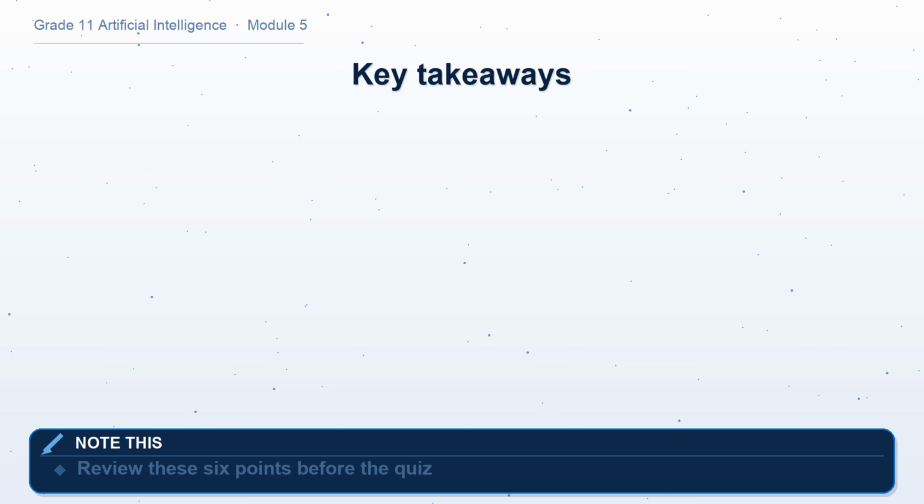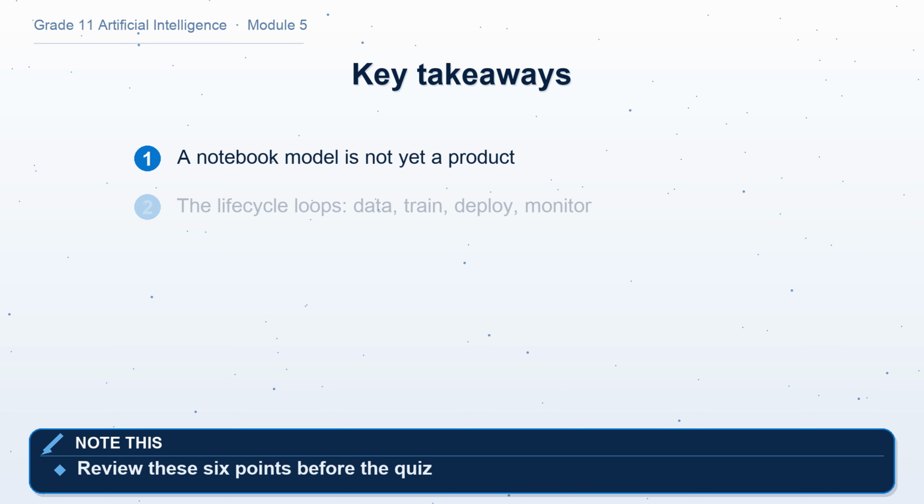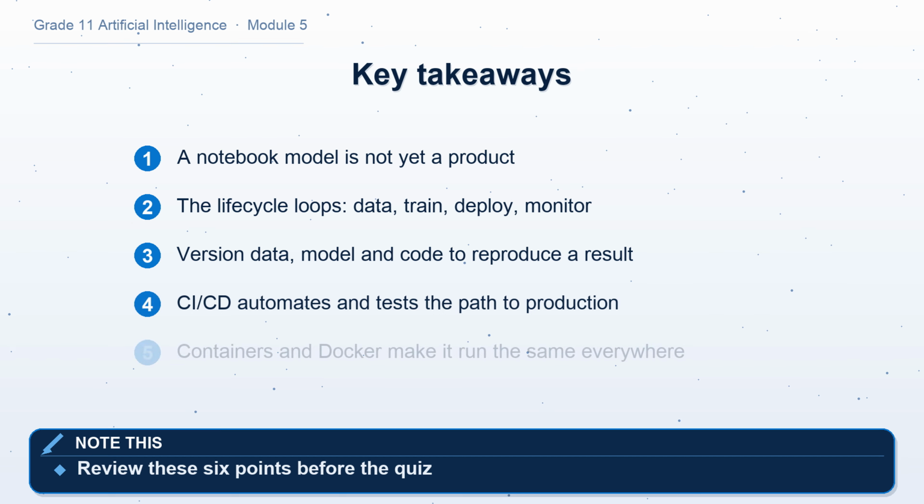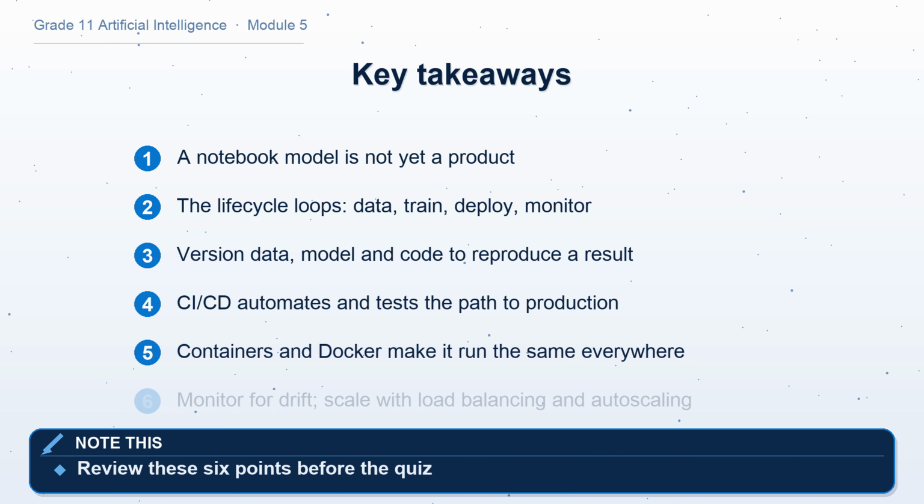Let's gather the key ideas. A notebook model is not yet a product. The life cycle is a loop: data, train, deploy, monitor, and round again. To reproduce a result, version the data, the model, and the code together. Continuous integration and delivery automate and test the path to production. Containers, built with Docker, make the model run the same everywhere. And in production, we monitor for drift and scale with load balancing and auto scaling.